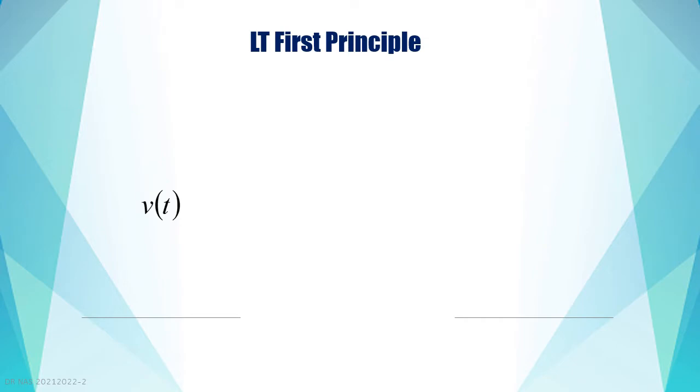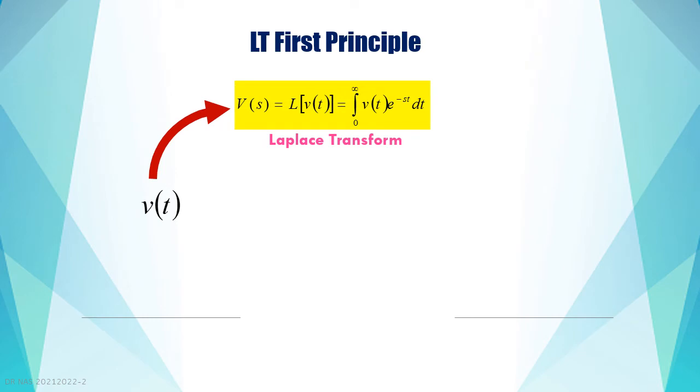Okay, this is the first principle of Laplace transform. First, you have the signal in time domain. To convert the signal into S domain, you need to perform Laplace transform. This L is called the Laplace operator, meaning that you will perform Laplace transform of the input signal in time domain. This can be done by integrating the input signal v(t) multiplied by e^(-st) dt. So the limit is from 0 to infinity.